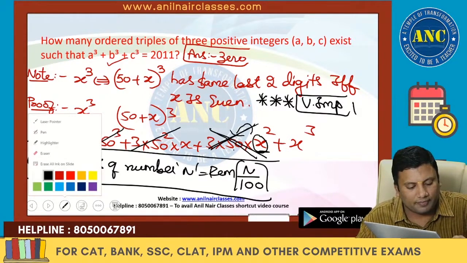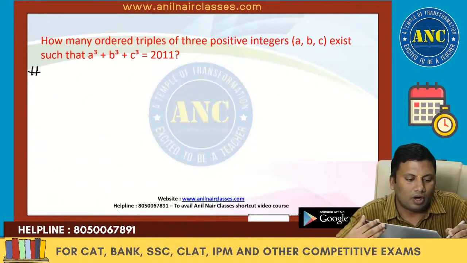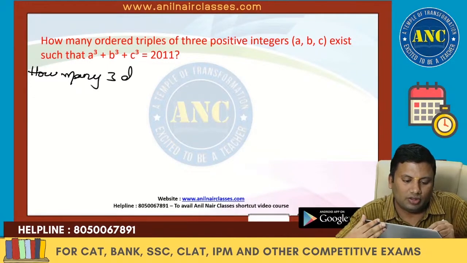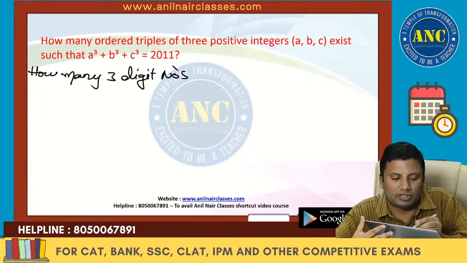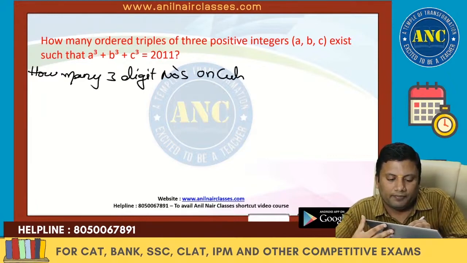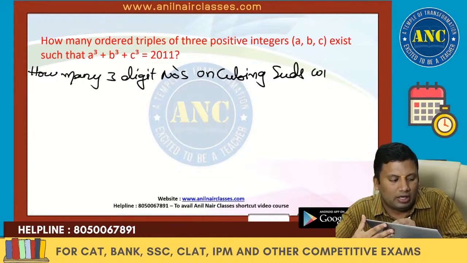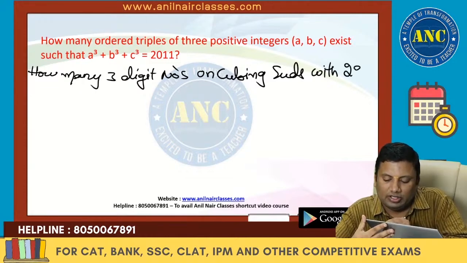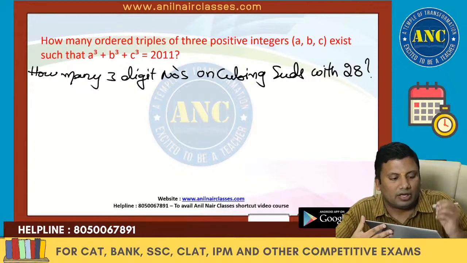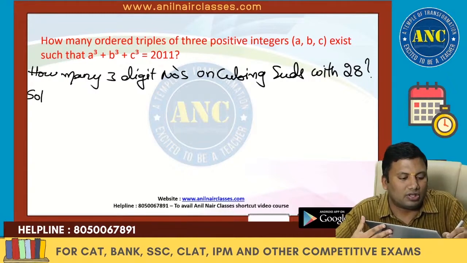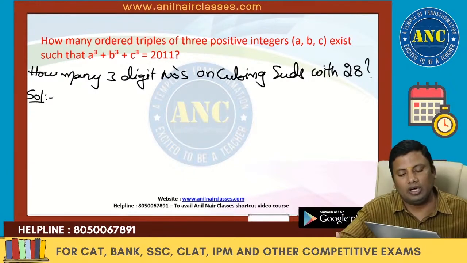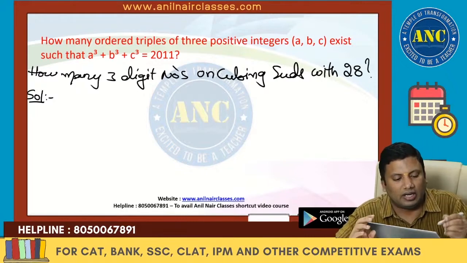Write down a question. How many 3-digit numbers on cubing end with 28?